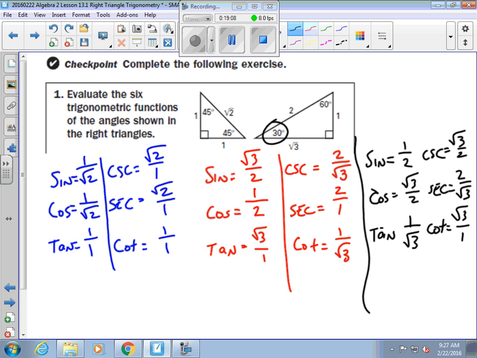There's a lot of work to do with these, but again, it's very, very simple work. Tomorrow we'll pick up with example number 2.